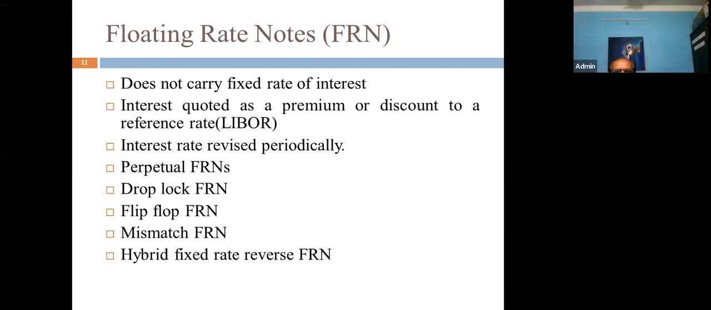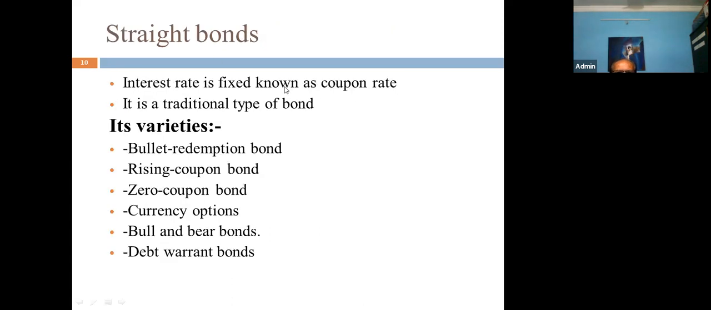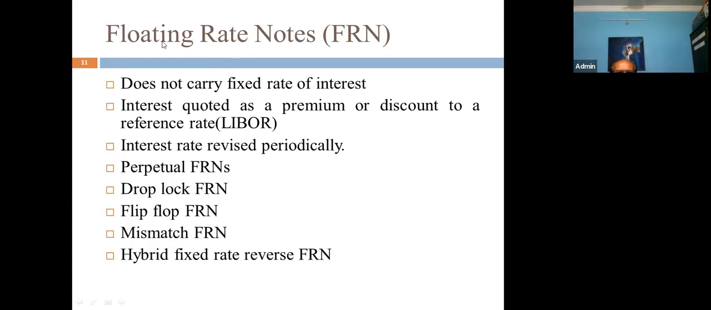Now, this is known as FRN, floating rate notes. Let us understand the characteristics of FRN. A floating rate note does not carry a fixed rate of interest, whereas the earlier one, the straight bond, carries a fixed rate of return. That is why the name is floating. Floating means it flows according to the situation, according to the condition. Are you getting my meaning? Floating means it floats as per the situation, as per the condition.